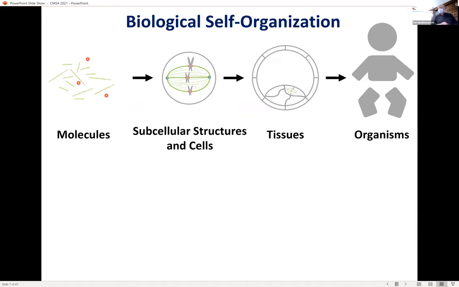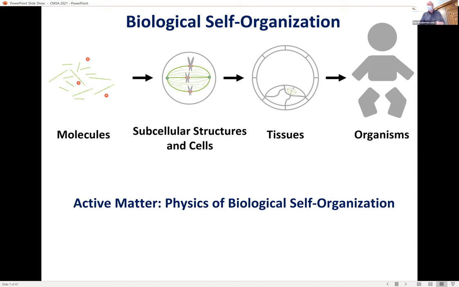All right, so the spindle is a poster child of biological self-organization, but it happens in many different ways at many different levels. And in my mind, I believe that active matter, which this whole seminar series is on, is the physics of biological self-organization, at least that's my perspective on it.